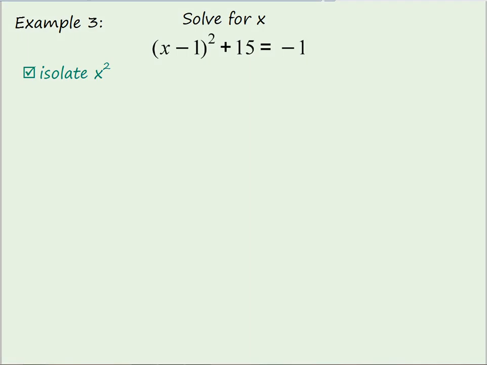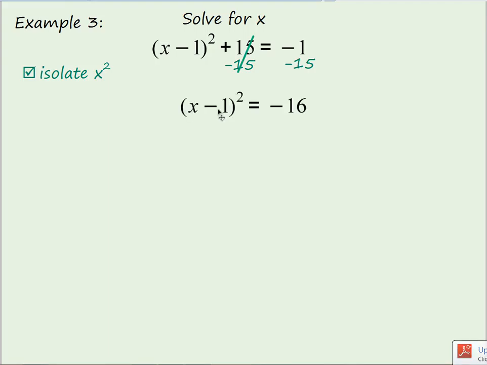Let's go through one more example. Again, I need to solve for x. Since I have a squared, that makes this quadratic, and I need to isolate x squared. Instead of just x squared, I'm going to say isolate whatever it is that's squared. So to do that, I need to get rid of my constant by subtracting 15 from both sides.